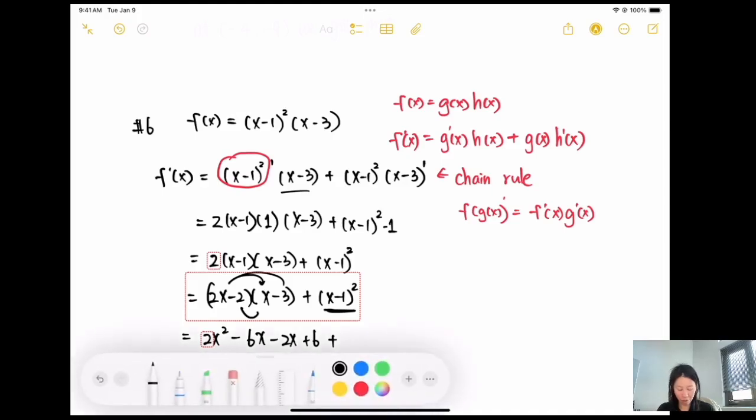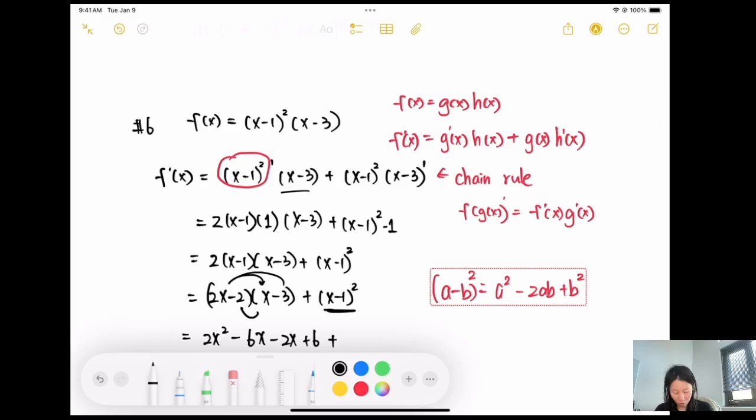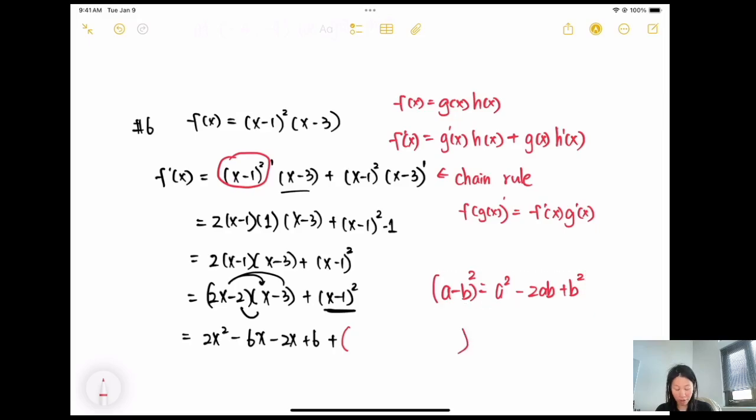If you don't remember, here is a quick review. (a minus b) squared is equal to a squared minus 2ab plus b squared. When you're doing that, I would like you to put parentheses. Right now it's an addition, so it won't change the sign. But if it's a subtraction, it will change your sign. So when you expand the perfect square, I would like you to put a parentheses here. So I got (x squared minus 2x plus 1).